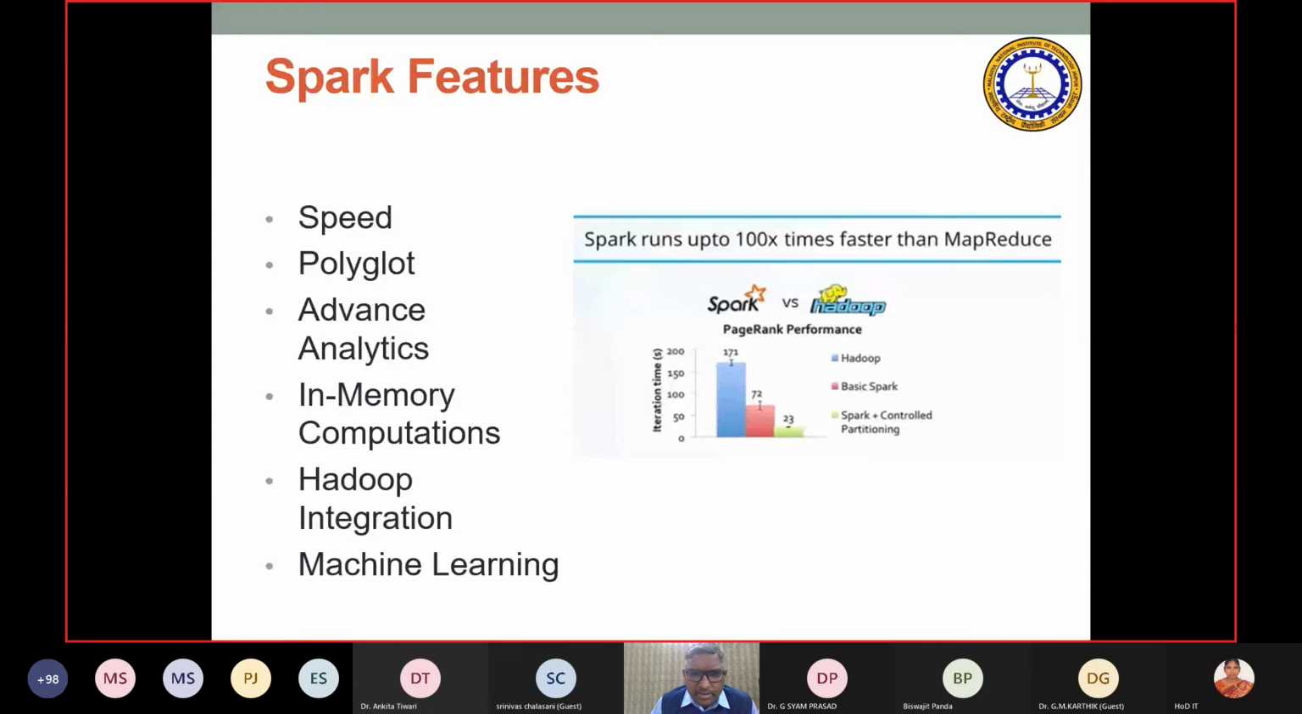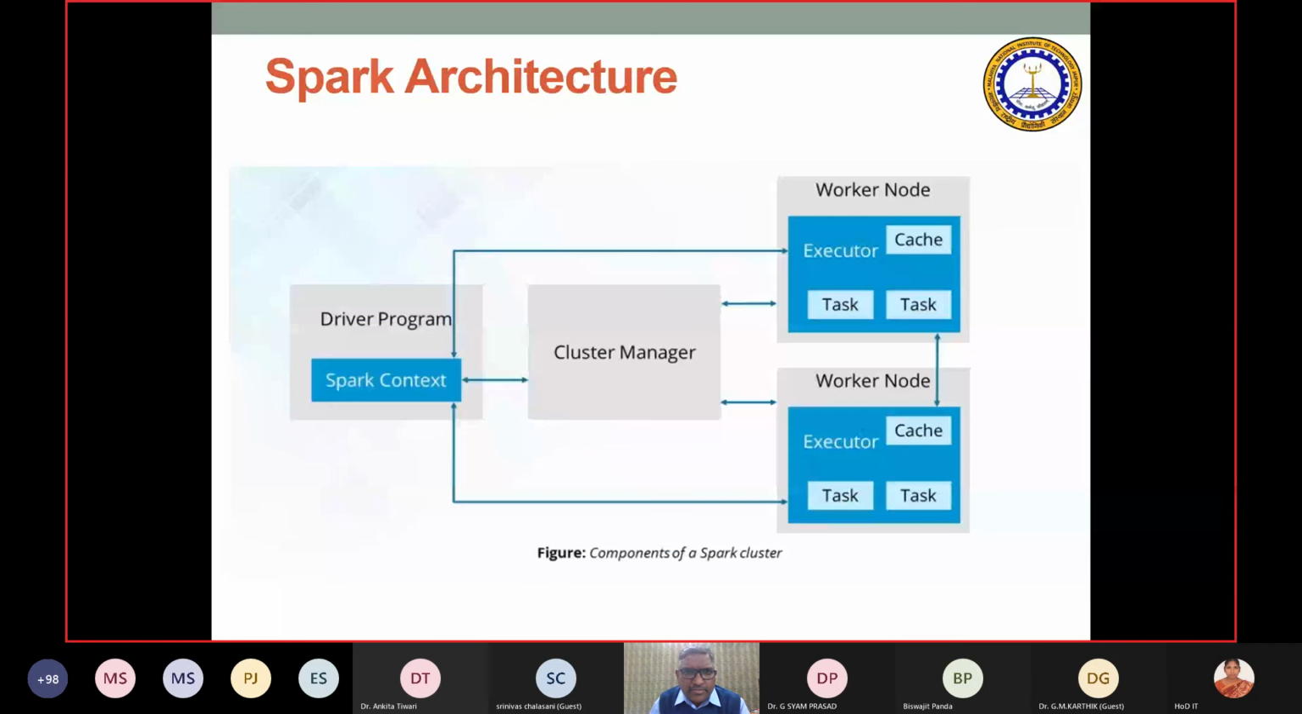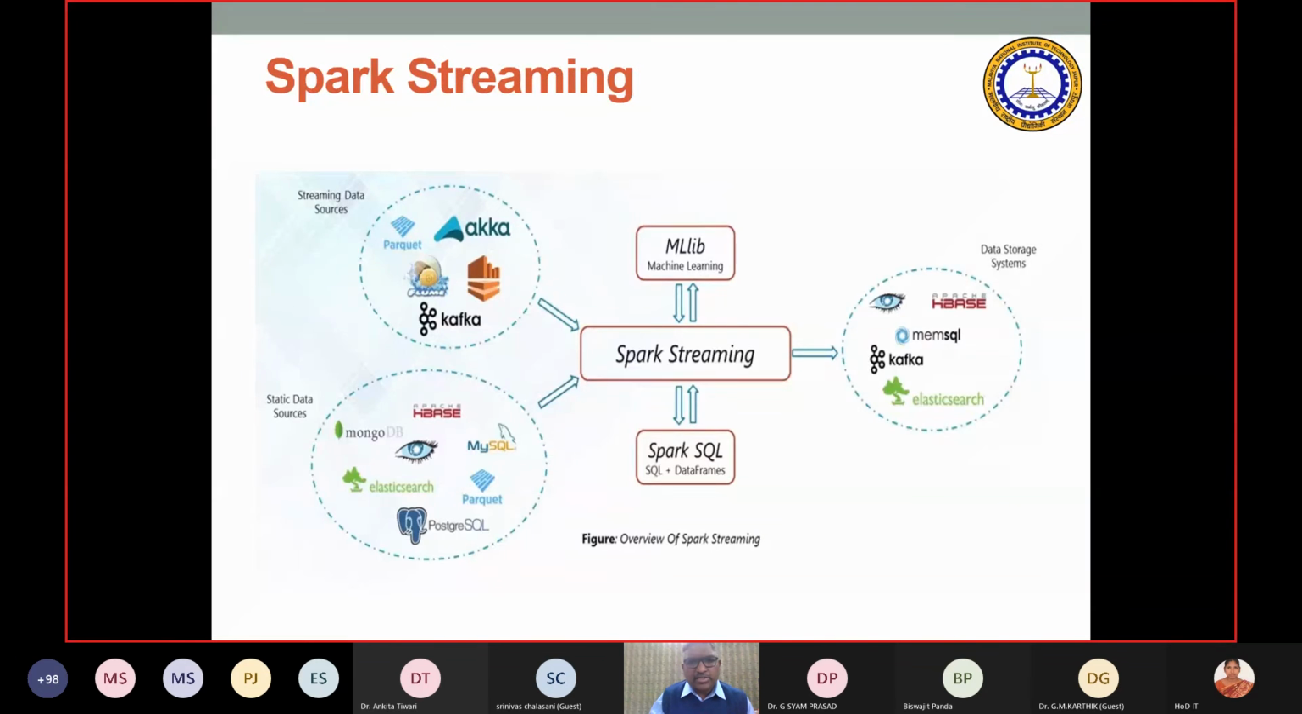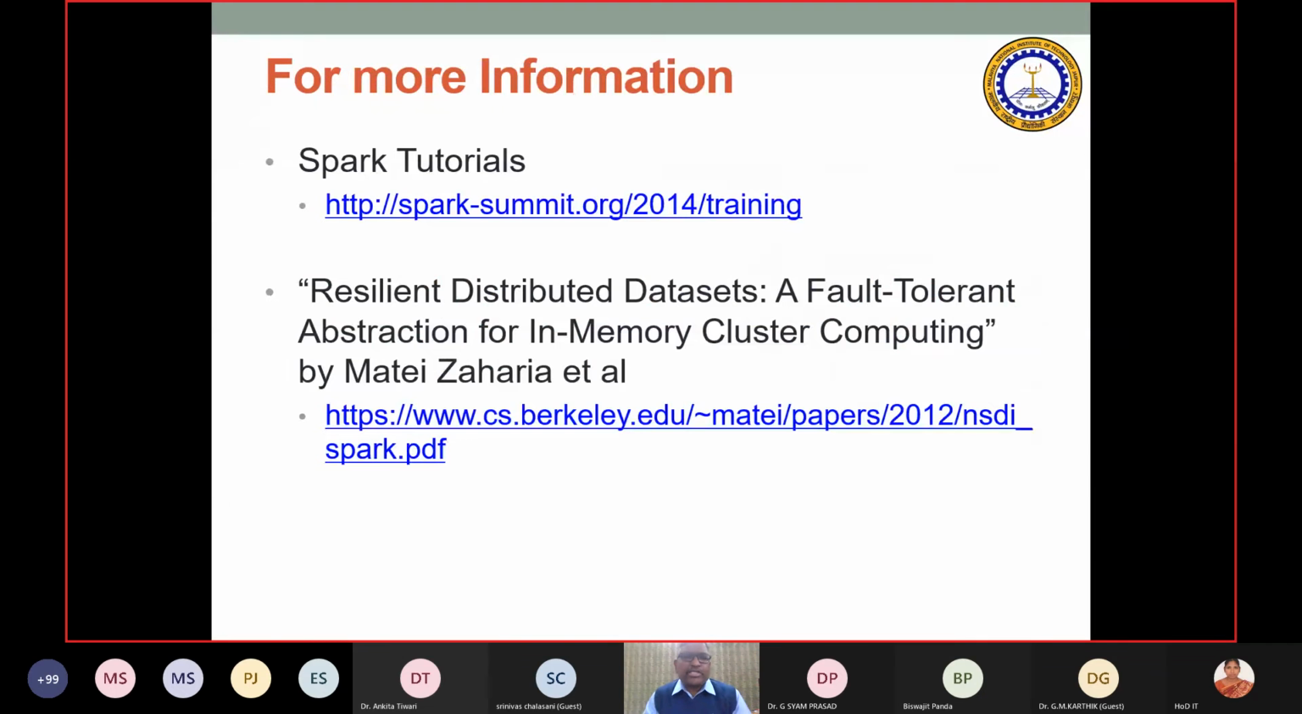The basic words are: very fast speed, polyglot, advanced analytics, in-memory computation, Hadoop integration, and also machine learning. This ecosystem we have discussed, the architecture we have seen. So this is Spark Streaming, right? And more information is here.